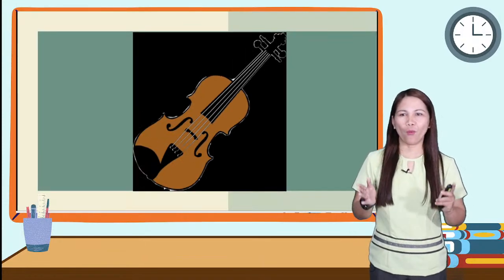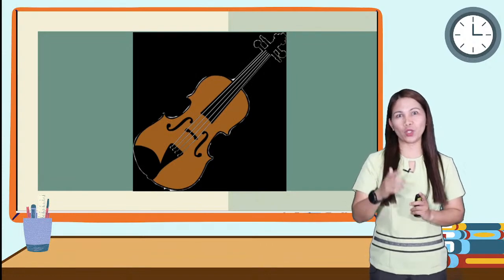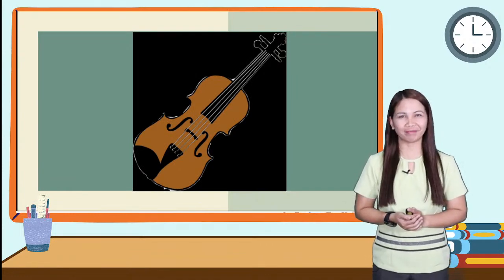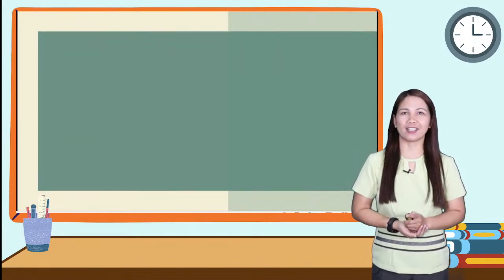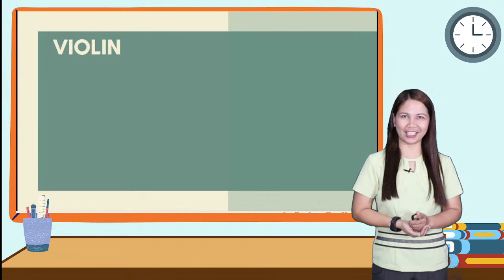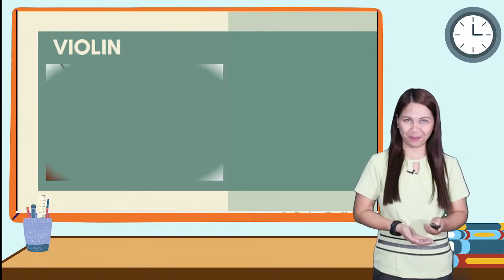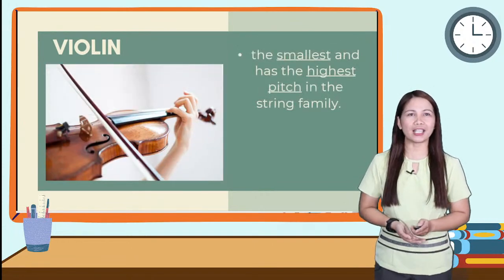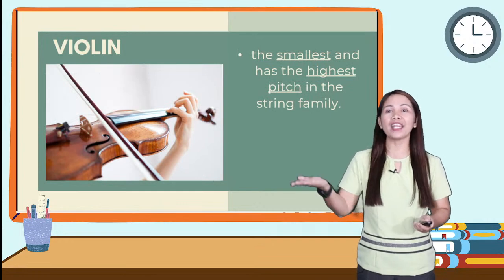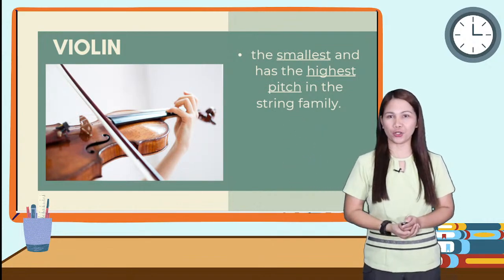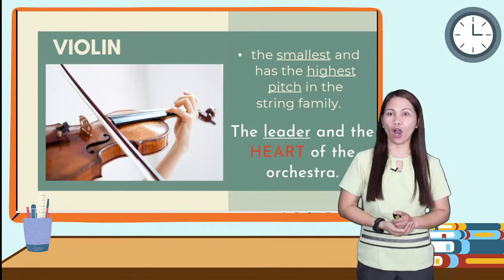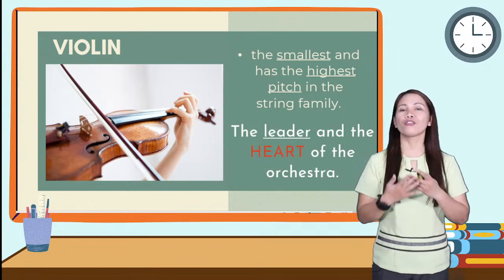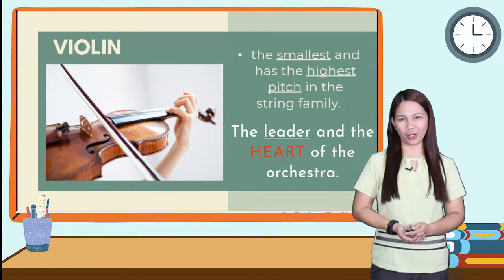Class, what do you call that kind of instrument which was just played earlier? Any guess? That is right. It is called a violin. Are you familiar with it? A violin is the smallest and has the highest pitch in the string family, and is often called the leader or the heart of the orchestra.